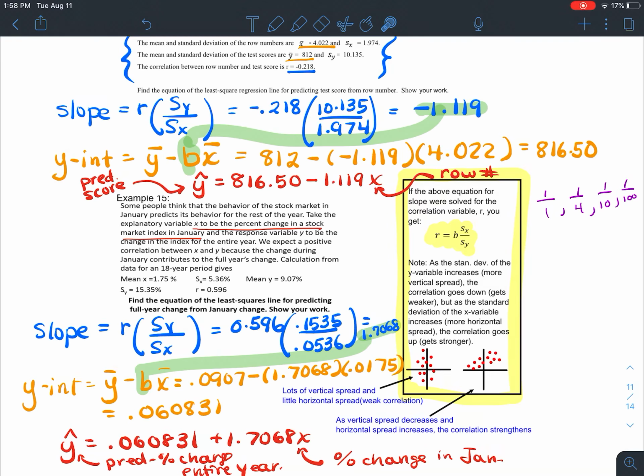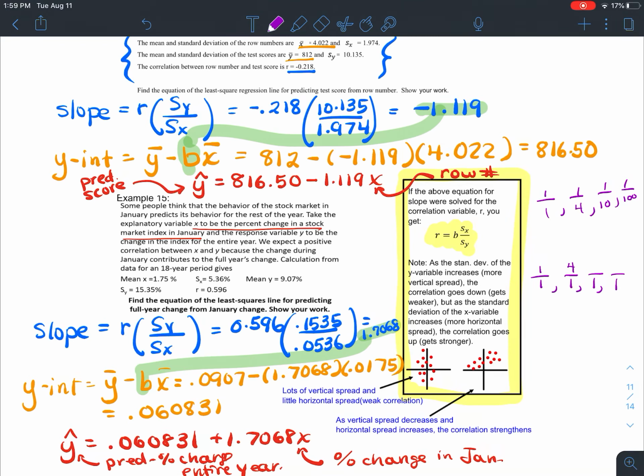So if the denominator of this grows, meaning the spread of your y-coordinates increases and you have more vertical spread, that's going to cause your correlation to go down. It's going to be weaker. Look at this picture right here. If you have a lot of vertical spread, and it's really spread out, that means a line of best fit, a linear graph, may not fit it quite as well. It's going to be a weaker correlation if the spread is vertical.